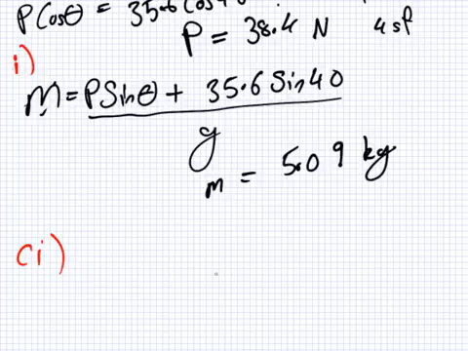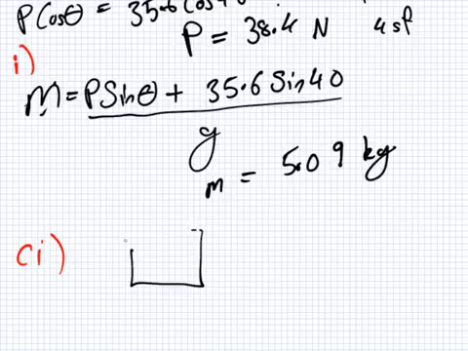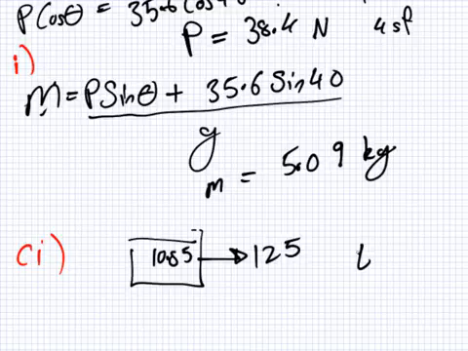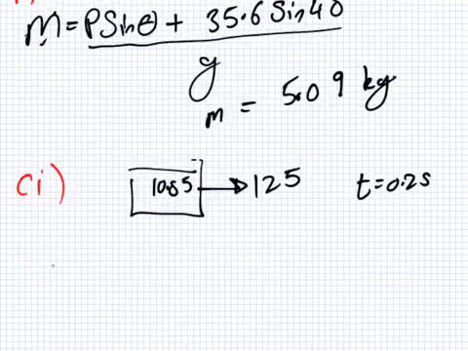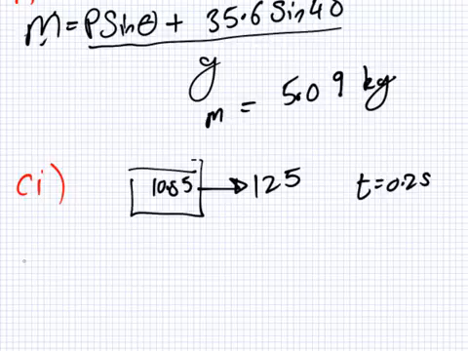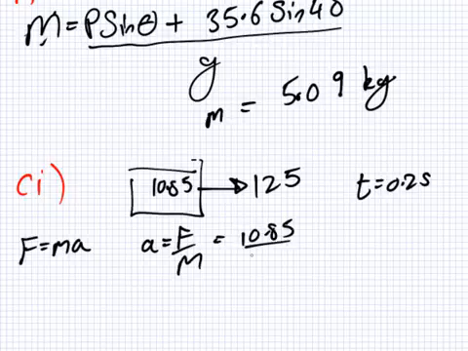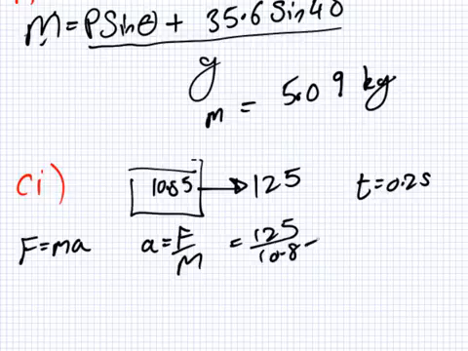An object. So you've got your mass here. It's 10.85 kilograms, and there's 125 newtons of force, and this is for 0.2 of a second. What is the velocity? Well, we can use F equals ma. The a is F over m, which is 125 over 10.85.